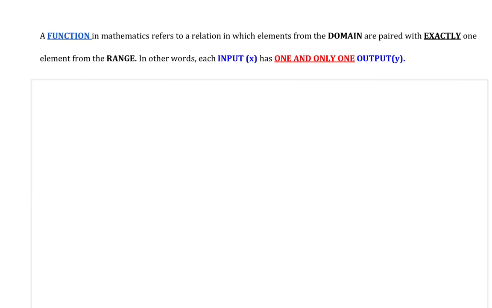I'm not going to read this whole page to you, but I'm going to point out that a function in math refers to a relation in which the elements from the domain, the X values, are paired with exactly one element from the range, the Y values. So in other words, each input X has one and only one output Y. That makes a relation a function. The shortcut I like to use if you're looking at a table of values: each X is listed only once for it to be a function. If an X is listed twice, it is immediately not a function.